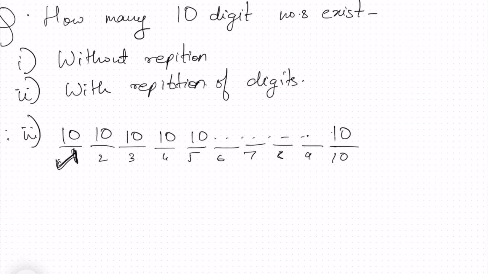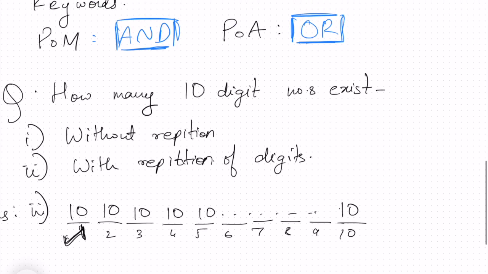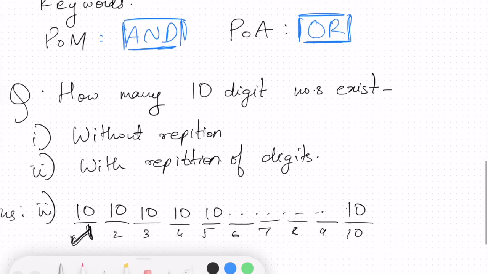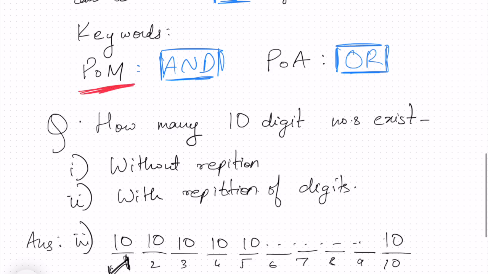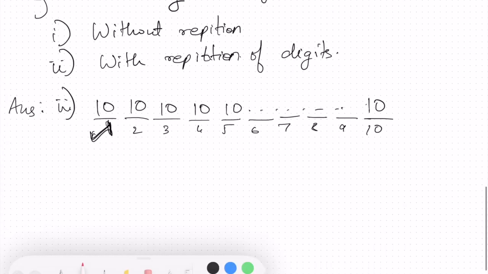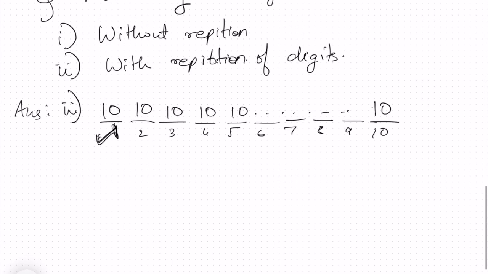Now the number is made by filling all of these places simultaneously with digits, which means I have to fill place 1 and 2 and 3 and 4 and 5, all the way till 10. Now notice my use of the word and, that is why we must use the multiplication principle to find the total number of ways to do this. So the answer will be 10 times 10 times 10, 10 multiplied 10 times, so 10 power 10.